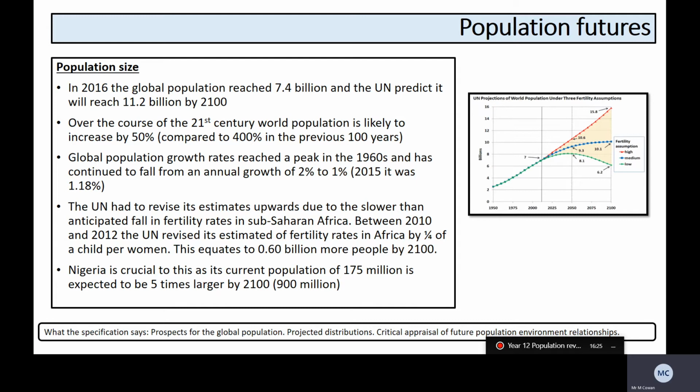Nigeria is crucial to these estimates. Its current population is 175 million. It's expected to be at 900 million by 2100 as one of the most populated countries on the planet.